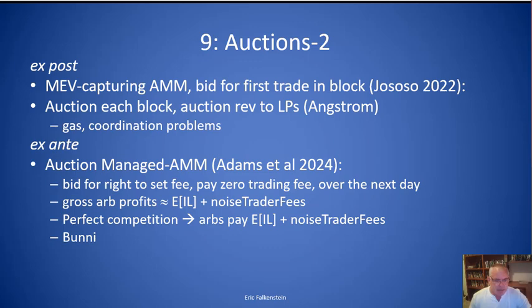And so if we think that the gross ARB profits that are available to them is the expected IL for the next day, so they'd have to forecast volatility, and then the expected noise trader fees, so some sort of estimate of the volume. In perfect competition, they should pay exactly what the expected IL and noise trader fees are, in which case it'd be great. So then there would be no leakage. The winning bidder would pay for the expected IL at least, and then he'd also pay for the noise trader fees.